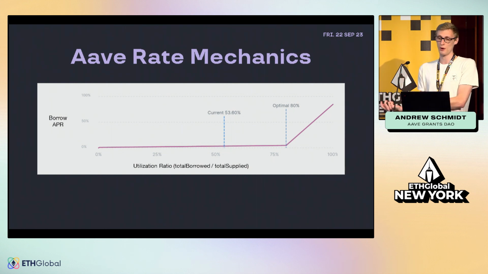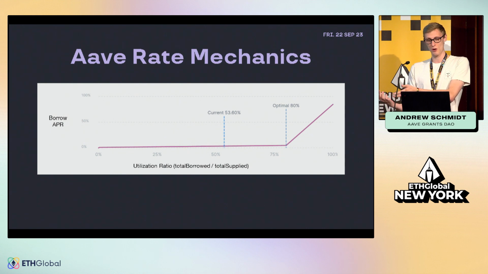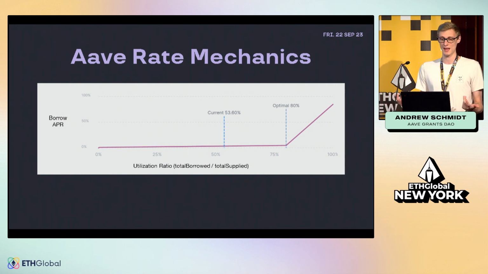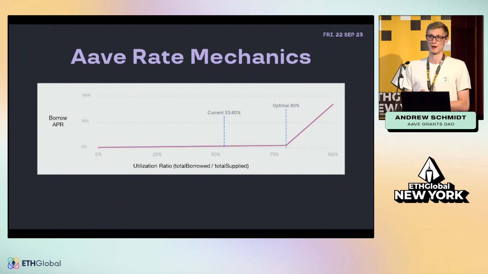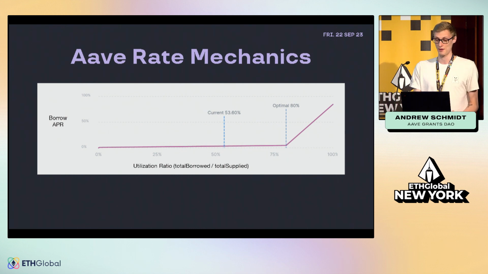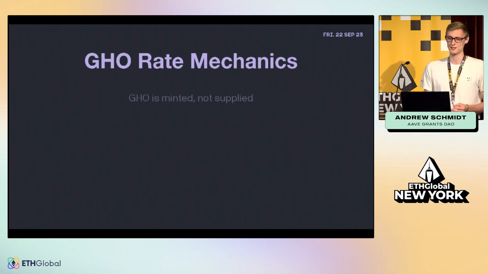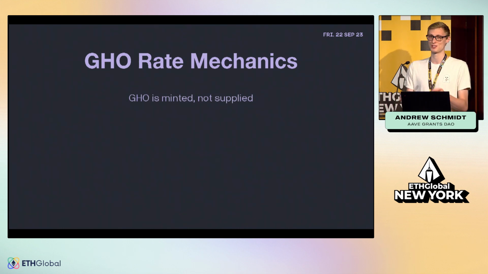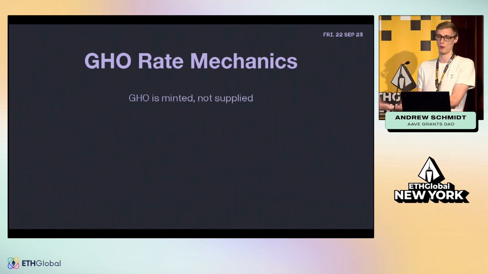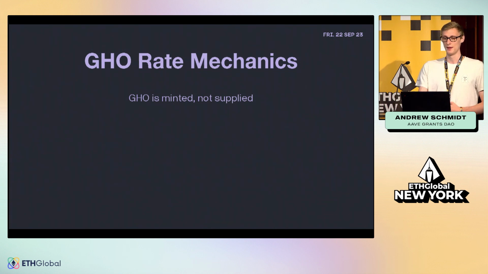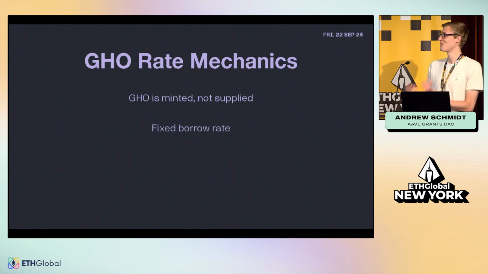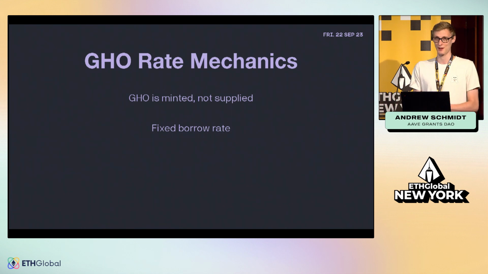What is the total amount borrowed? And based on that ratio and then the parameters which are determined by the DAO, that is what sets the interest rate for an asset within the Aave protocol. Go works a little bit differently because Go is not an asset which is supplied by other users and then borrowed. Go is an asset which is minted directly by the protocol, which means that it has a different rate mechanic.